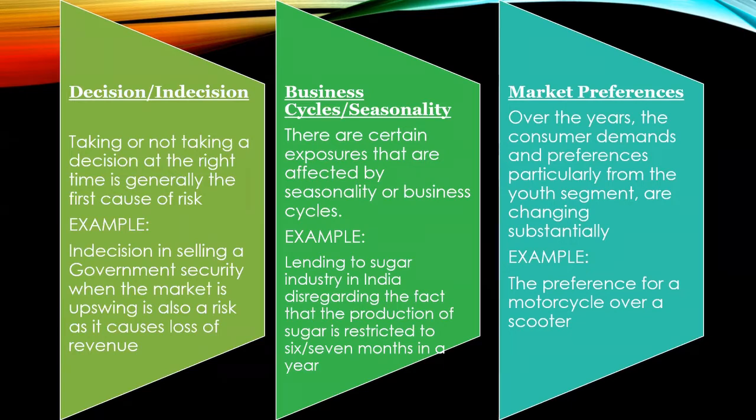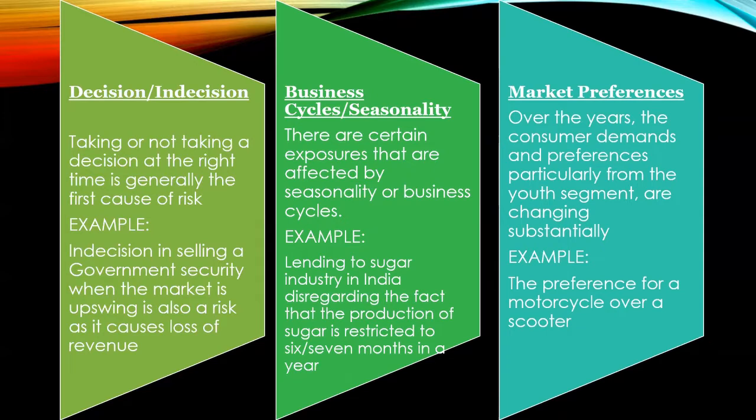Second one, business cycles or seasonality. There are certain exposures that are affected by seasonality or business cycle. Example, lending to the sugar industry in India, disregarding the fact that the production of sugar is restricted to 6 or 7 months in a year, the lender is at risk.